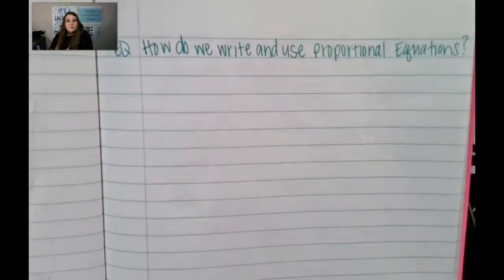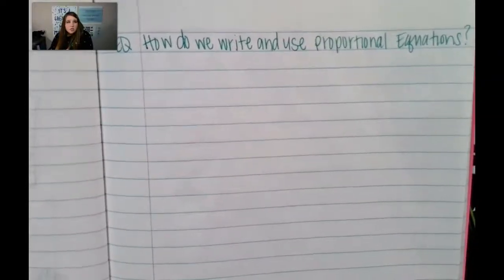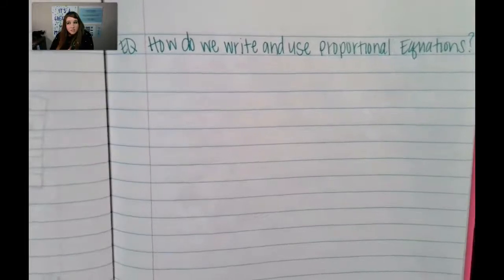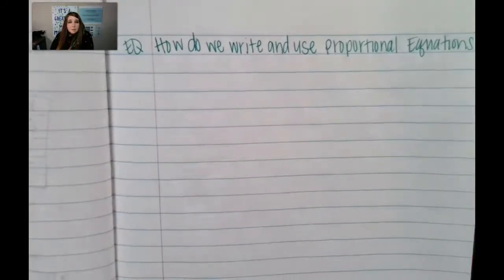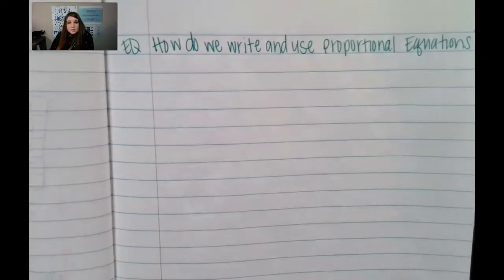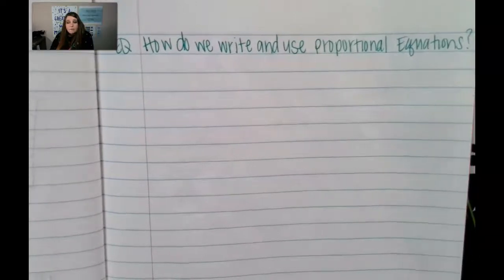Everyone. All right, today we are going to use our knowledge around equations, and we're going to take the slope and use that with some substitution to write proportional equations. So the first thing that we want to do is look at a problem.